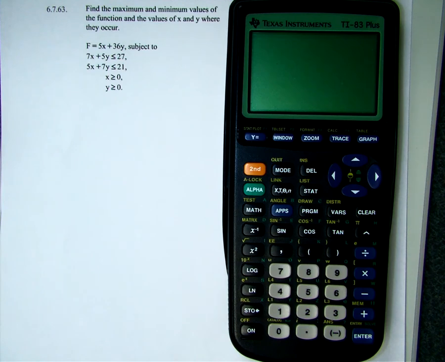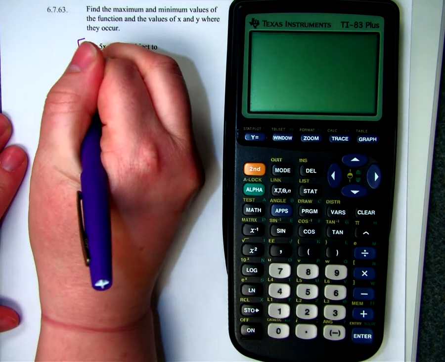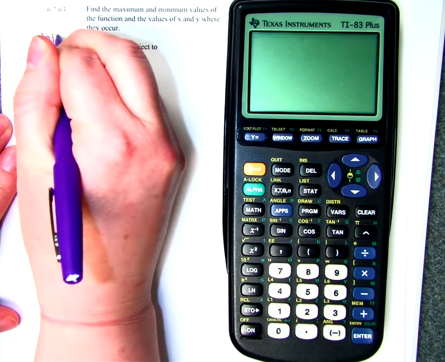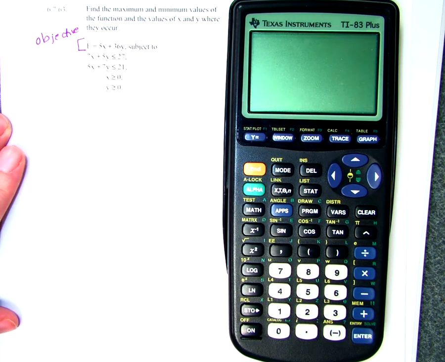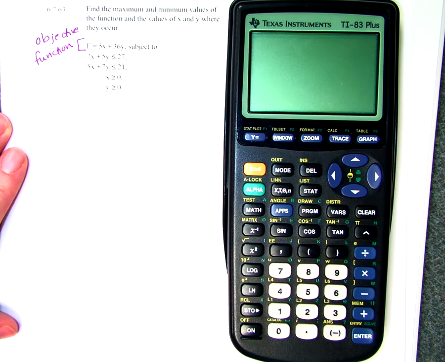Let's work through how to solve a linear programming problem. The question says find the maximum and minimum values of the function and the values of x and y where they occur. So this top function, f equals 5x plus 36y, is called our objective function. This is the function that we are trying to minimize or maximize. And in this case, we are trying to do both.